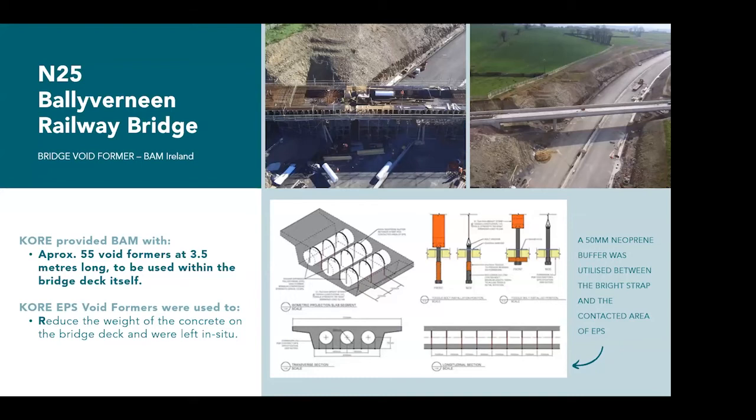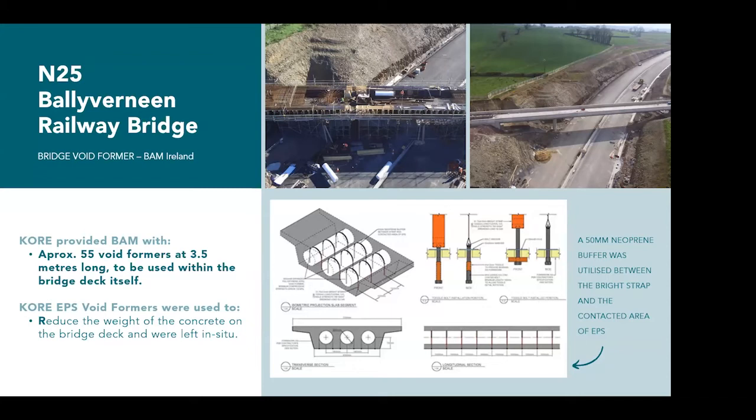So this was a bridge project. Core provided BAM with 192 linear meters, or it turned out approximately 55 void formers at 3.5 meters long. And it was being used in a bridge deck. So the EPS void former was used to reduce the weight of the concrete on the bridge deck, and was left in situ. So when obviously the concrete was poured, the EPS was left there.